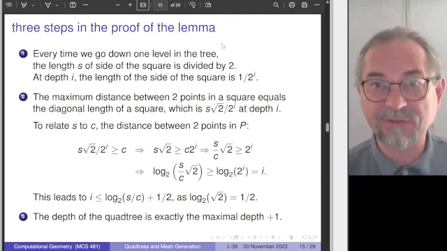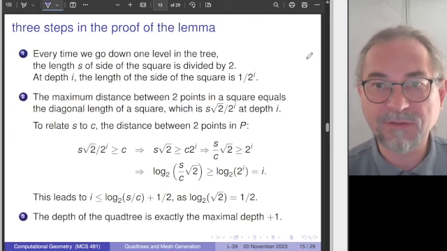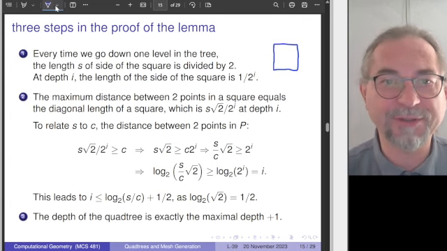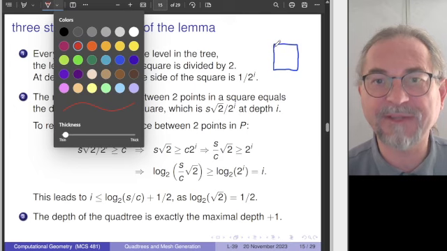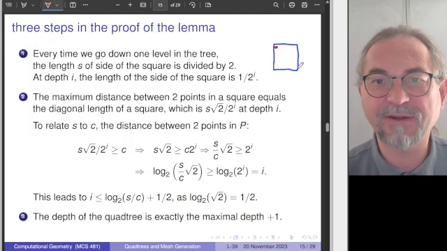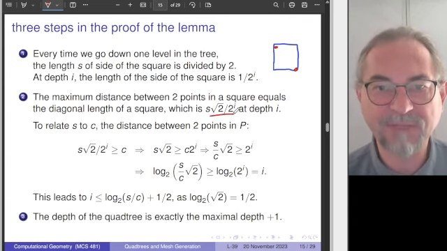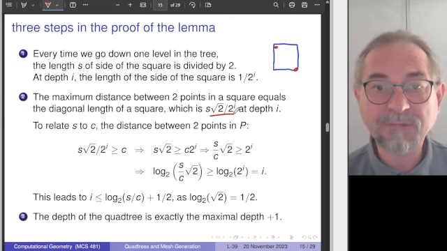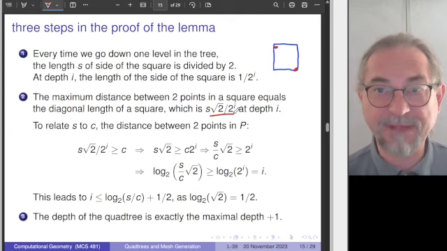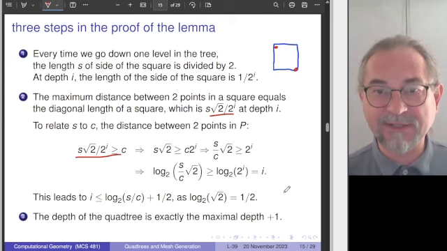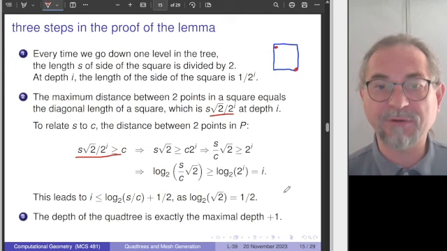Perhaps I should draw this. So we have a square and 2 points. The farthest they can be away from each other is one corner and the other corner. So this is where the square root of 2 comes in. We can thus make the connection between the length of the square and the distance between 2 points. And also we are at depth i, and there you can see where the 2 logarithm comes in.